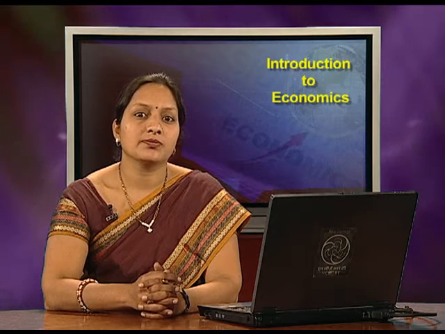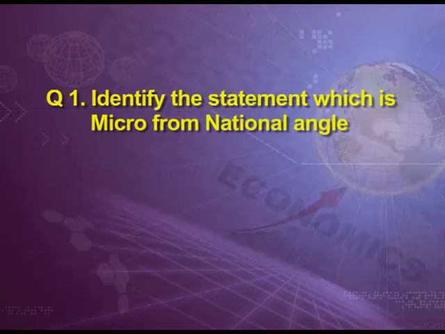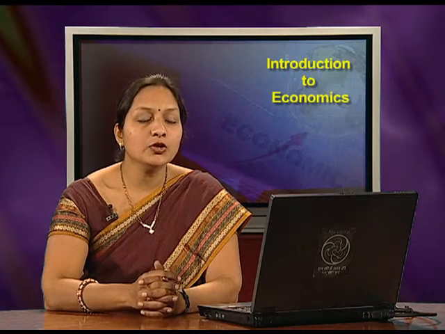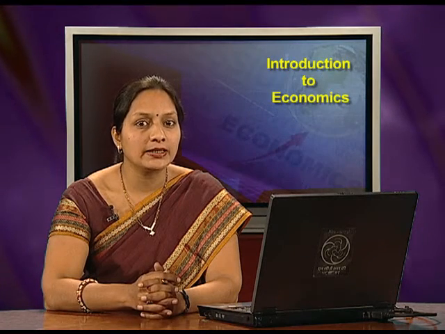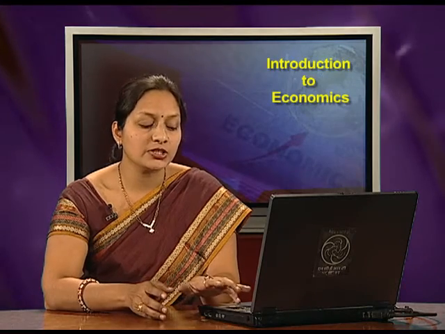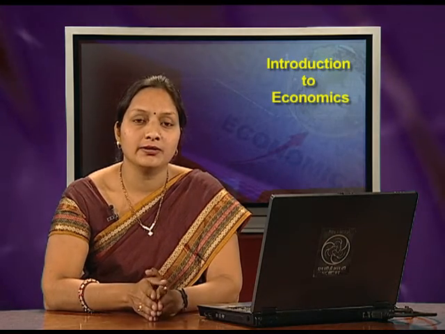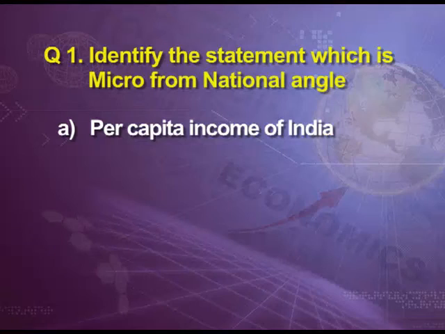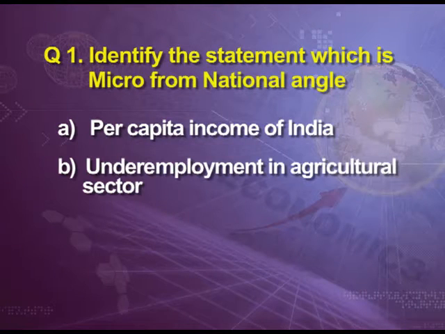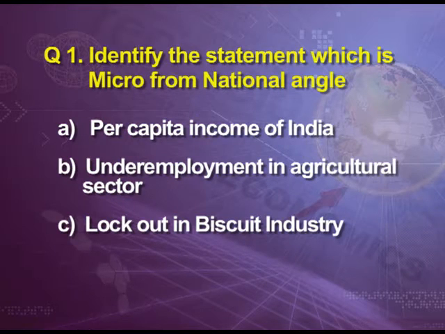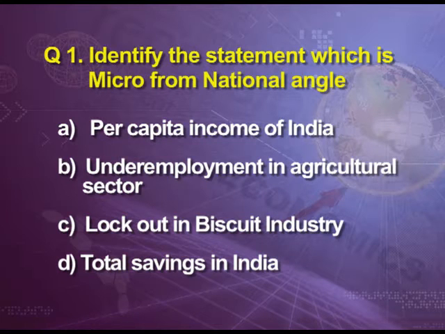Question first, identify the statement which is micro from the national angle. I am giving you 4 options. You have to identify that statement which is micro from the national angle. First option is per capita income of India. Second option is underemployment in agricultural sector. Third option is lockout in biscuit industry. And fourth option is total savings in India.